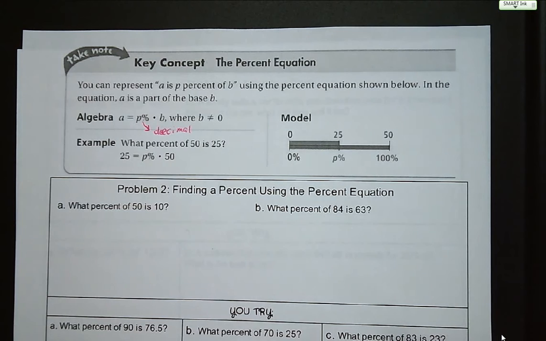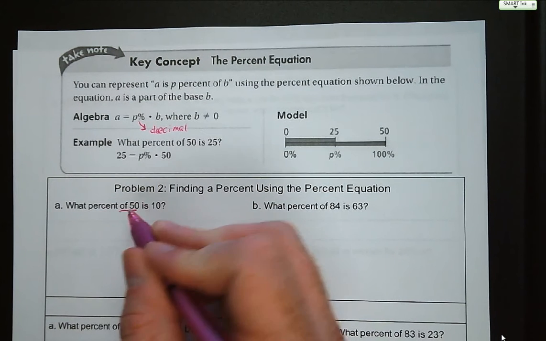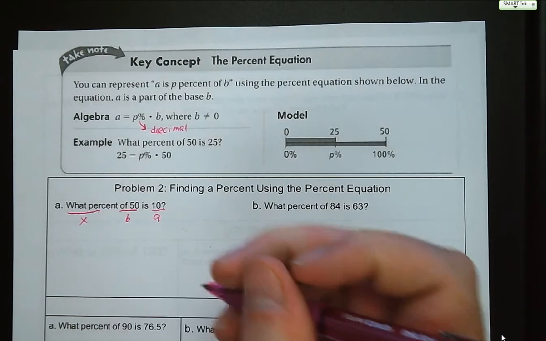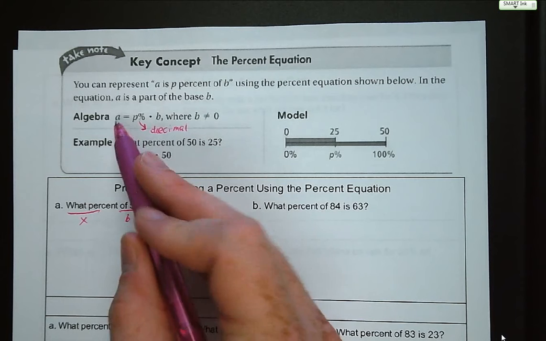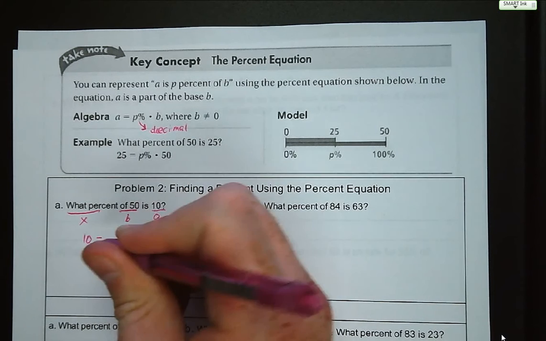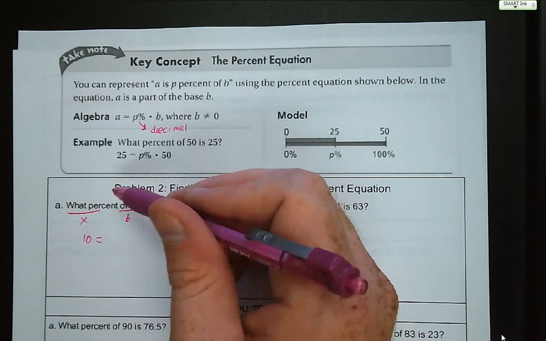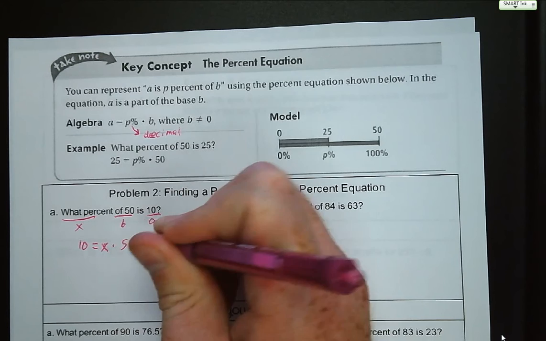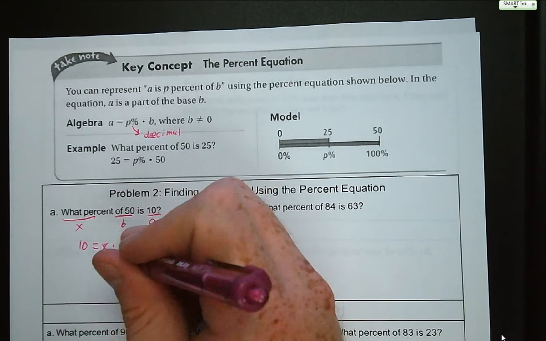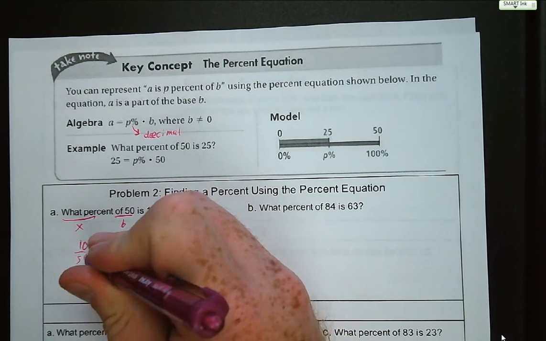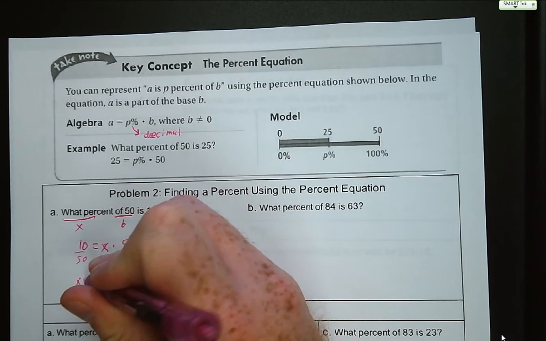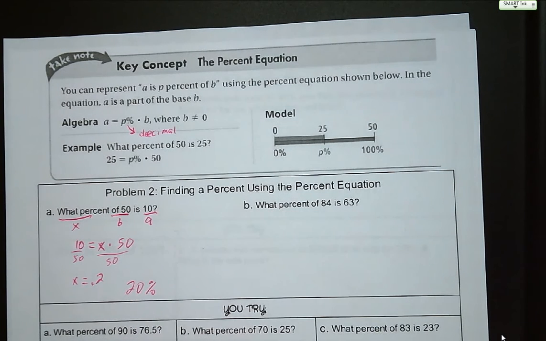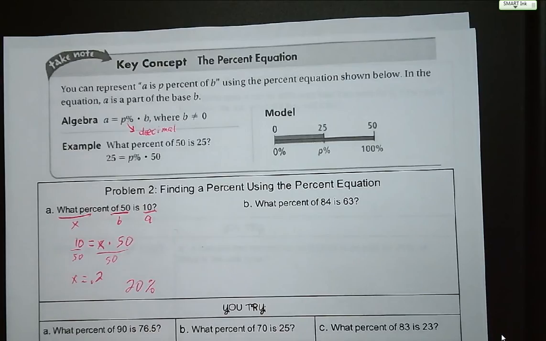All right. So we're going to start. What percent of 50, that's our base again, is 10, A, x. So we're going to plug it in. Our A is our part. 10 is equal to our percent, which we don't know, so we'll just leave that as x times our whole, which is 50. Divide both sides by 50. And x is equal to 0.2, which is 20%.